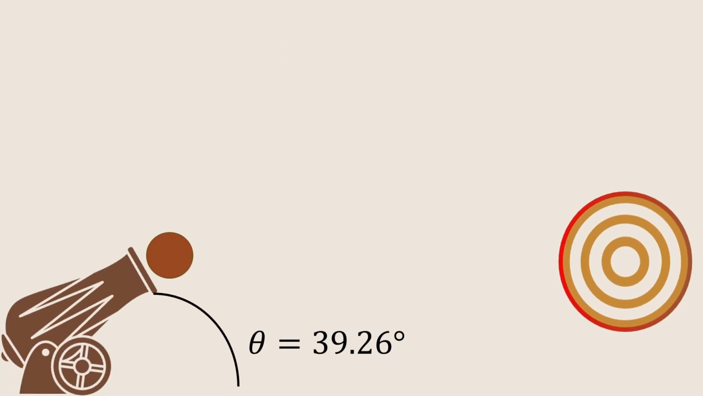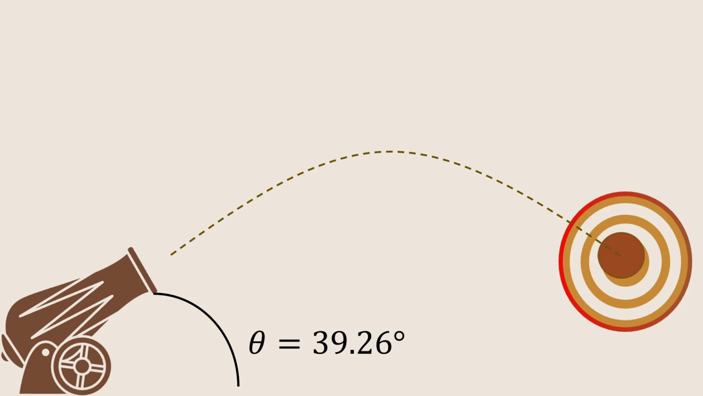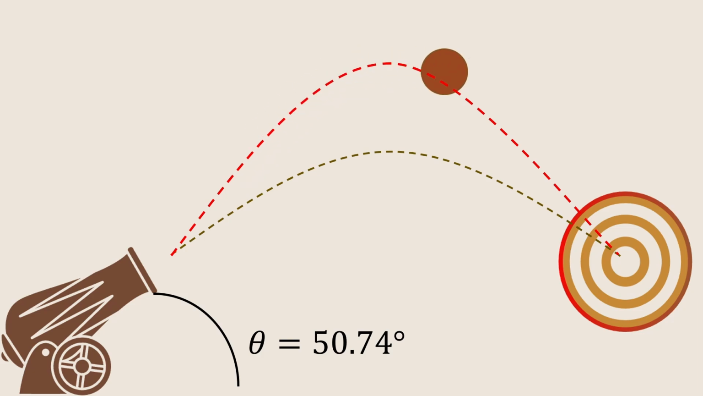As you can see here, our first angle, 39.26 degrees, gives a lower trajectory than our second angle. The second angle, 50.74 degrees, gives a higher trajectory, but they both hit the target in the same spot.